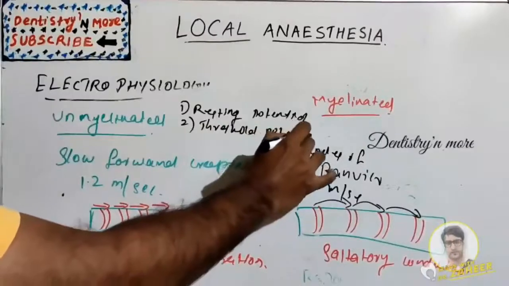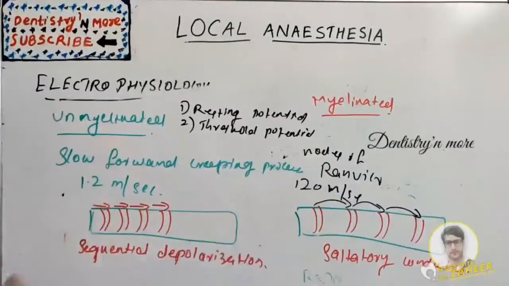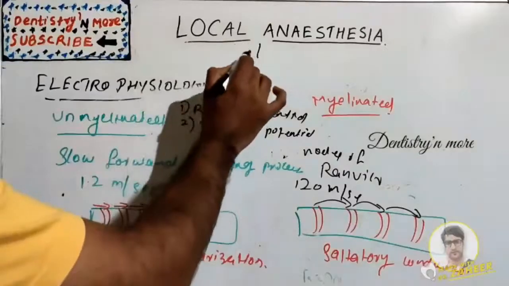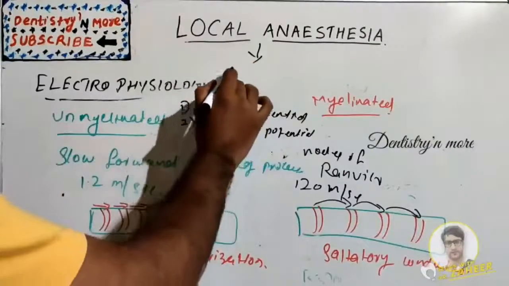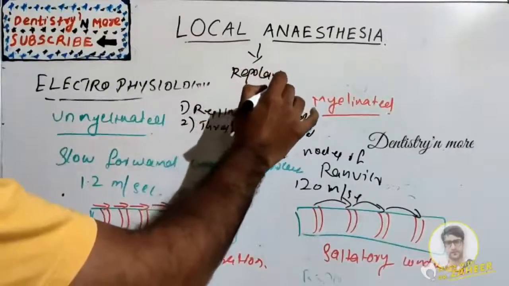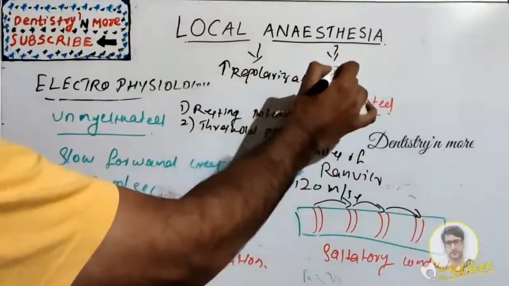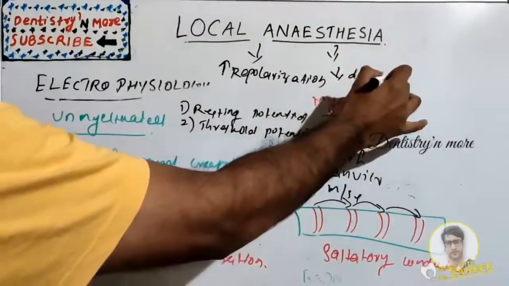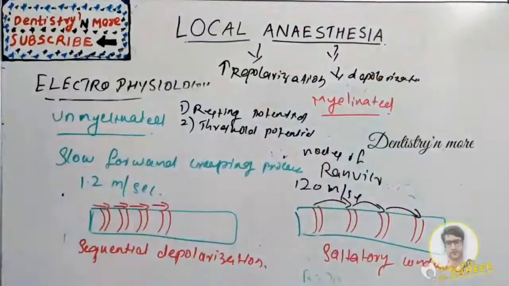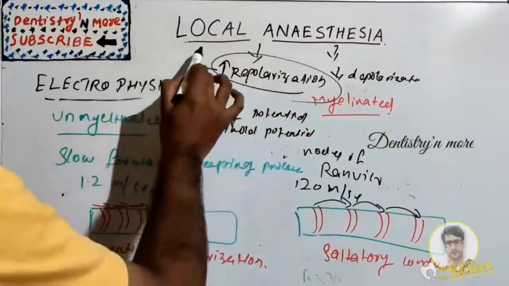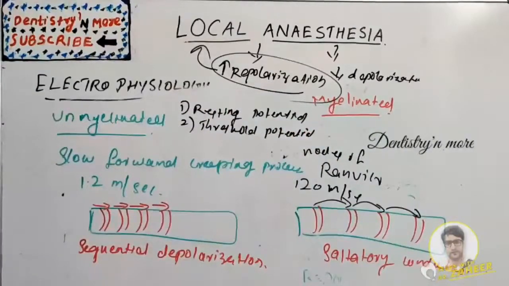This local anesthetic will increase the threshold potential, so it will remain repolarized, and there will be less chance of depolarization. So ultimately the local anesthetic is increasing the rate of repolarization, that is, it is not allowing depolarization. So it increases the rate of repolarization and decreases depolarization. Repolarization is the process that happens when we apply local anesthesia, because there is no depolarization, or it prolongs the repolarization or decreases the depolarization. So that's all about local anesthesia.